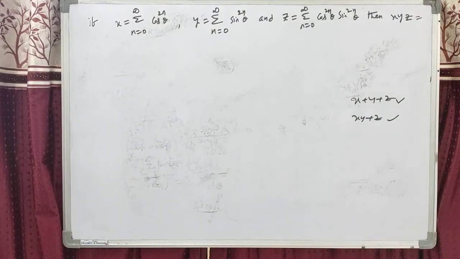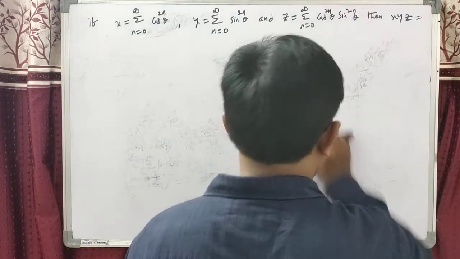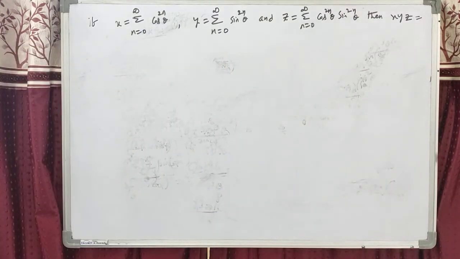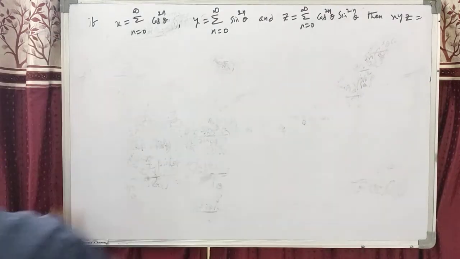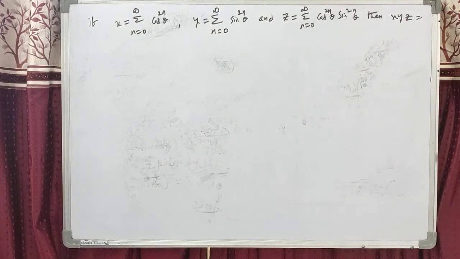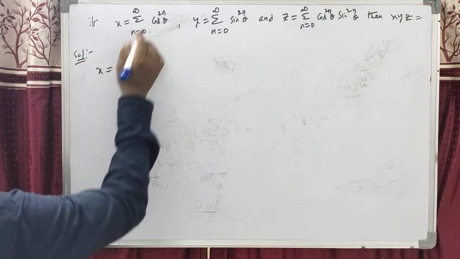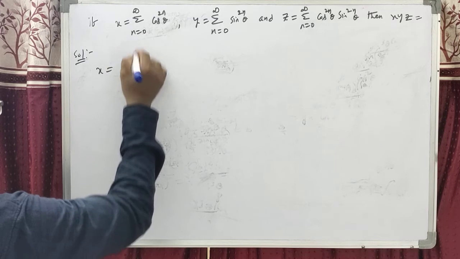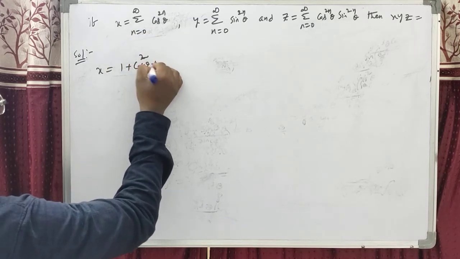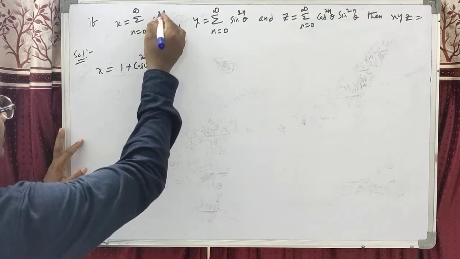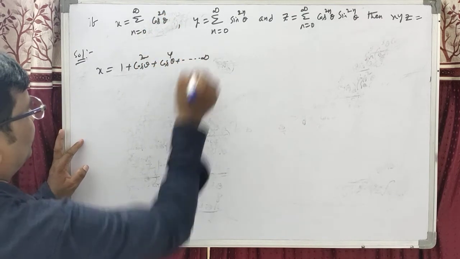The sigma notation is given. Dear students, we have to know that sigma is the sum, and pi is the product. Therefore, how to write it? How to find x? Write down, students: x is, when we take n equal to 0, 1, n equal to 1, cos square theta; if we take n equal to 2, cos power 4 theta, up to infinity.